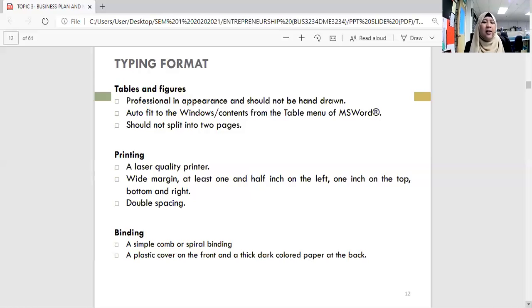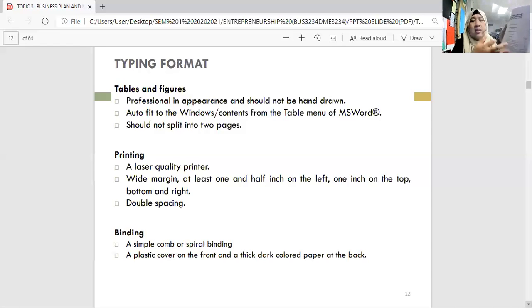And binding, it was a simple comb and spiral binding and a plastic cover on the front and a thick dark color paper at the back. So this one is applicable for the hard copy one. You see, your friends are doing the plastic cover. Yeah, this is the plastic cover.